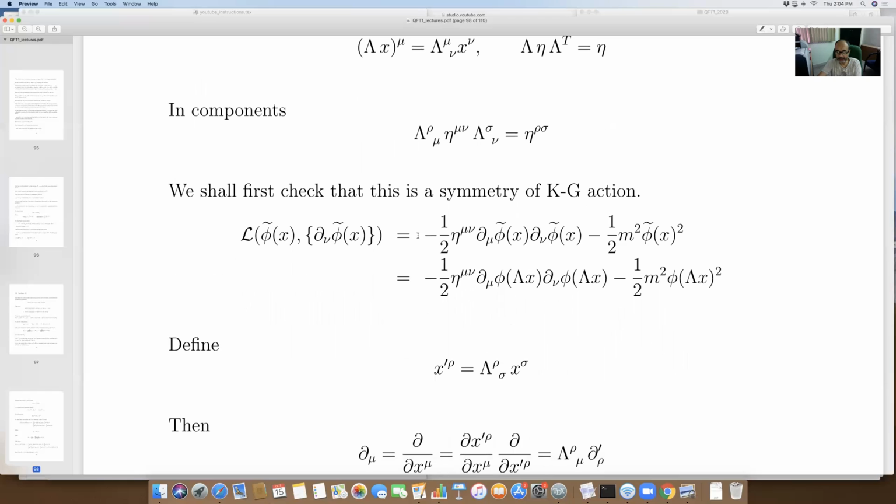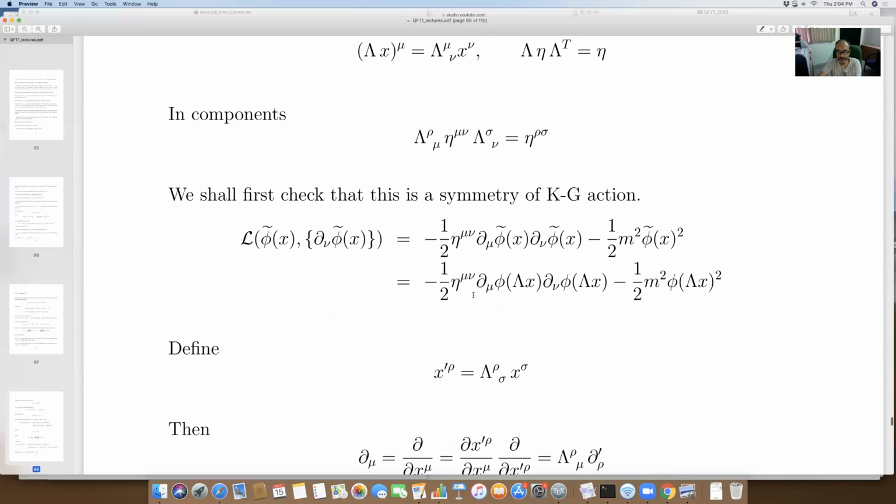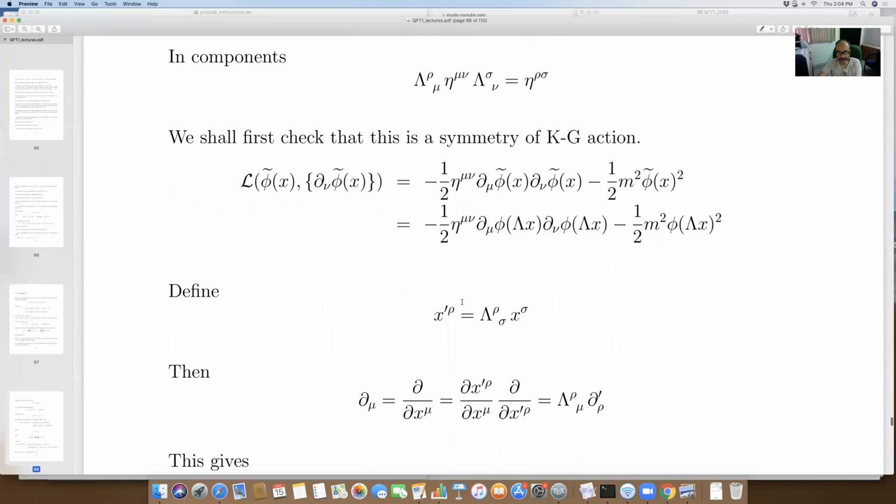This point is clear, right? I have not really done much. I'm trying to compute this and check if the action is invariant, because after you compute this, you have to integrate over x. That's the action, and the action should be invariant. Now we define x prime rho as lambda rho sigma x sigma. This is our choice; we just define a new variable. After all, eventually x will be integrated over, so it's just a label. The idea is that we will try to rewrite this whole thing in terms of x prime, and we will see that this helps in proving that the action is invariant under this transformation.